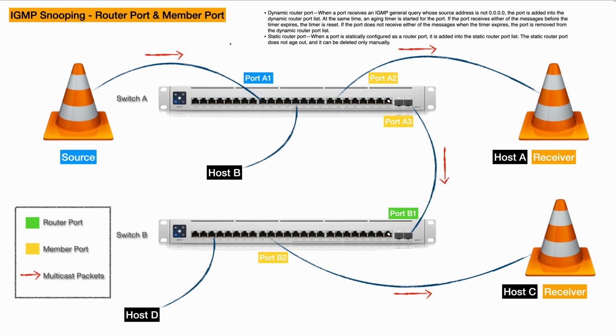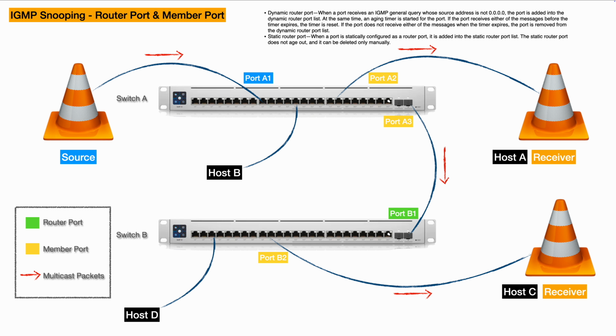Then it comes to the dynamic router port or static router port. So for example, let's use this simplified example. Because these two switches are linked using this cable, right? The second switch will receive the general query from the first switch. Let's assume the first switch is the querier. The second switch will receive the general query through this link.